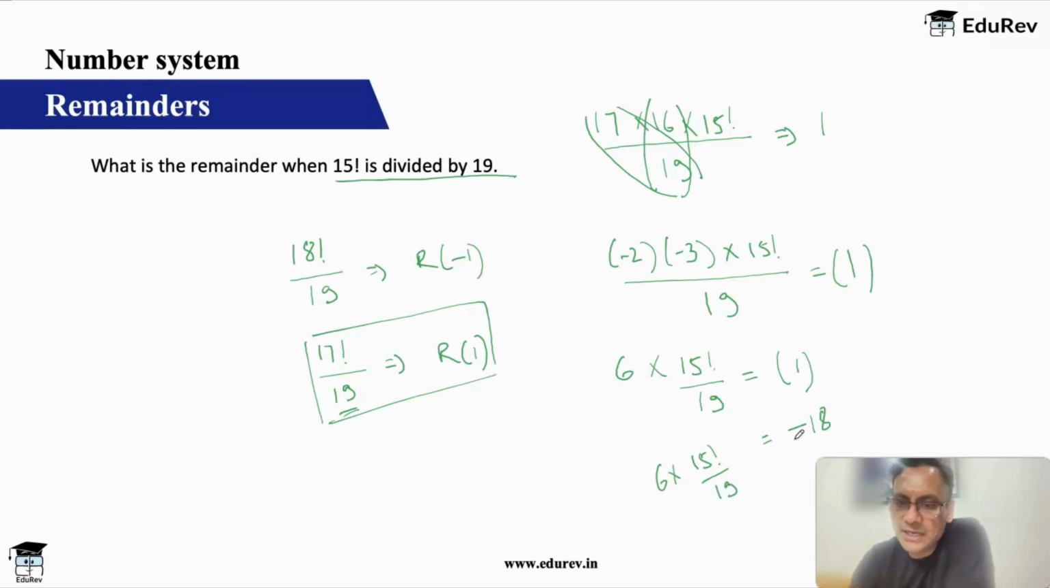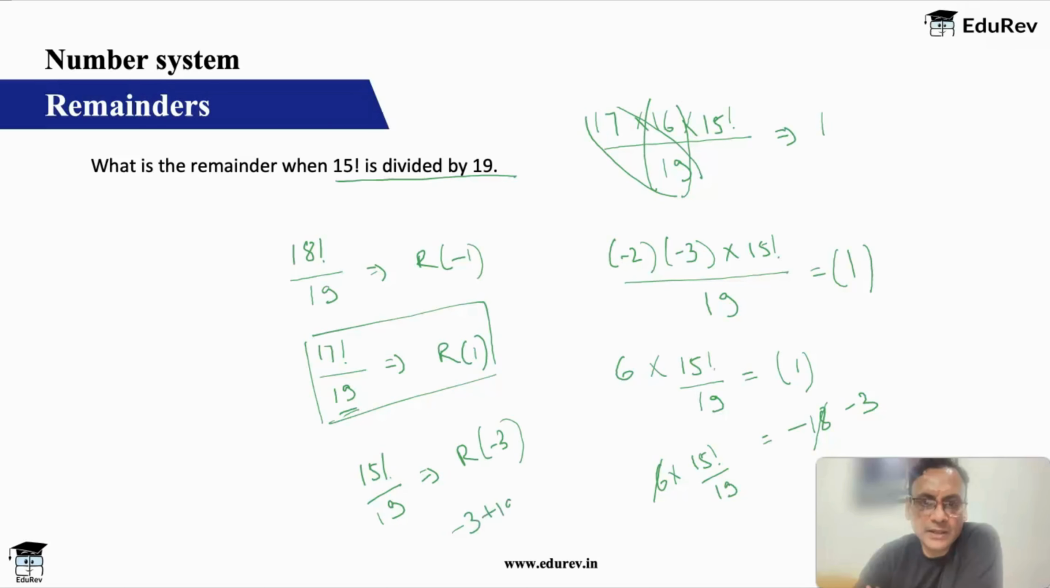Why have I done -18? Because this 6 and -18 can be cancelled and I'll have -3. So 15 factorial divided by 19 will give me a remainder of -3. -3 means what? -3 plus 19, it means my remainder is going to be 16. So 16 is your answer for this question.